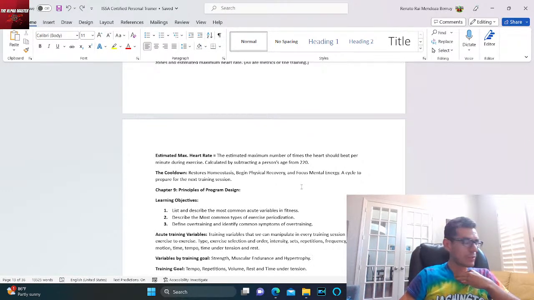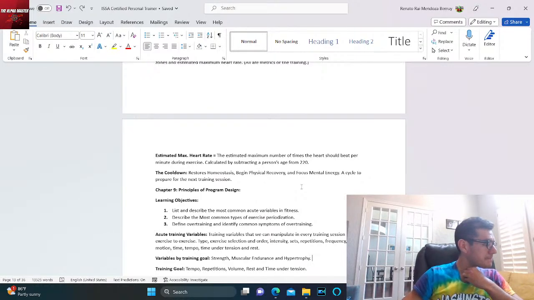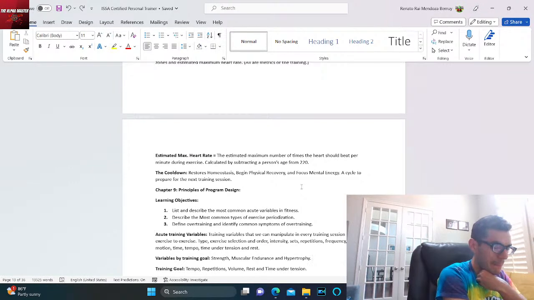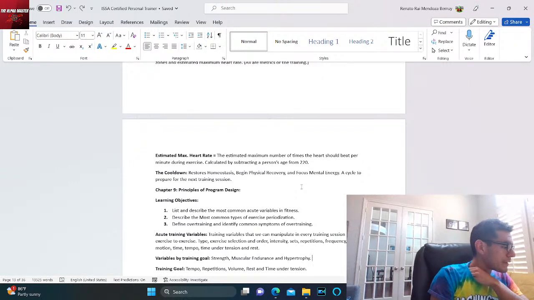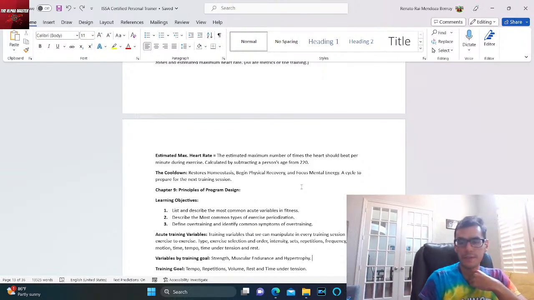The variables by training goal are going to be strength, muscular endurance, hypertrophy, and power, but in this case, you don't simply have strength, muscular endurance, and hypertrophy.